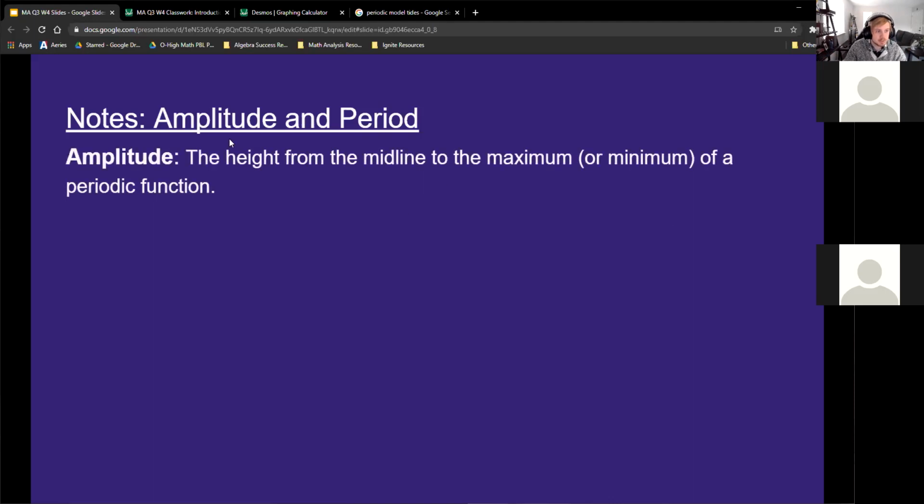So first of all, guys, amplitude is the height from the midline to the maximum or minimum of a periodic function, right? And we can always calculate the amplitude of a periodic function by doing the maximum minus the minimum divided by 2. That's what we did in our mastery assessment there. We took the max value, we took the minimum value, and we subtracted them to get the diameter, and then we divided it by 2 to find the radius. So I'd like people to please make sure that you have this written down today in your notes.